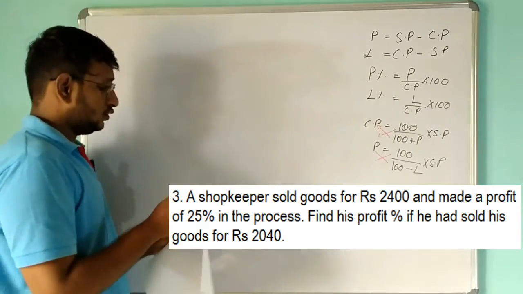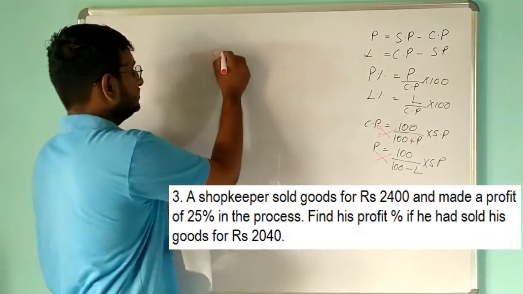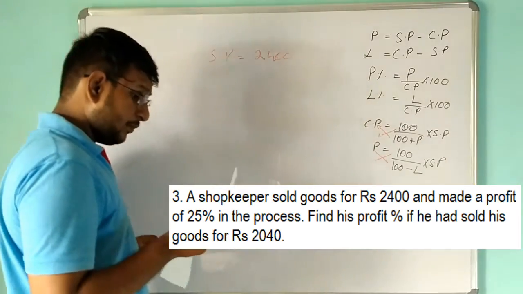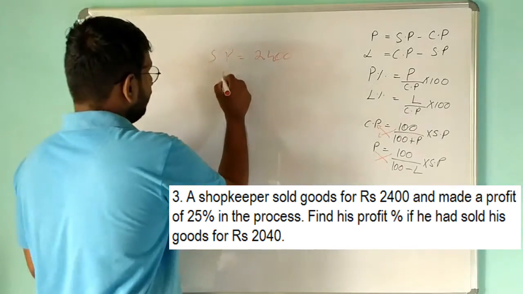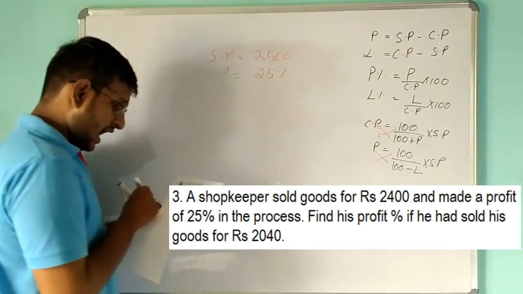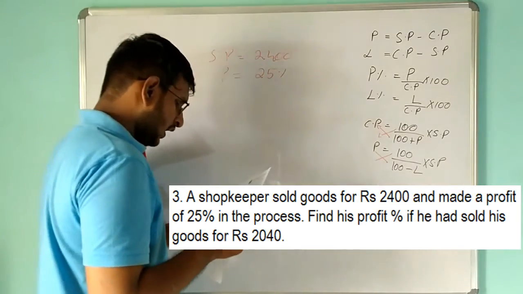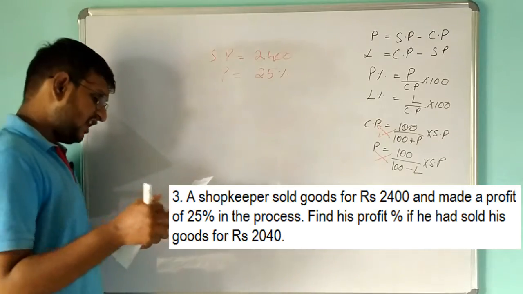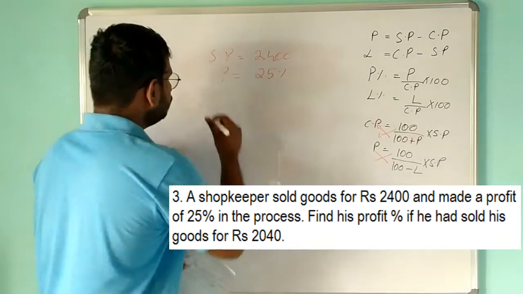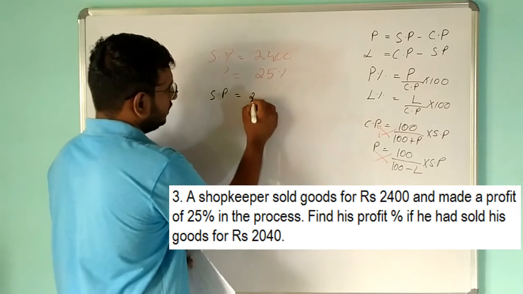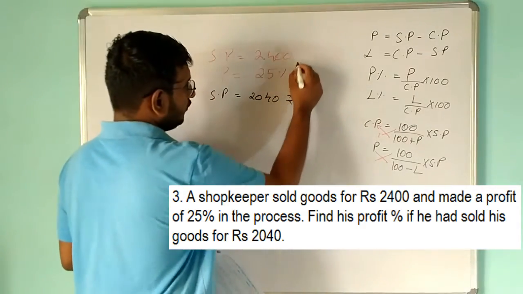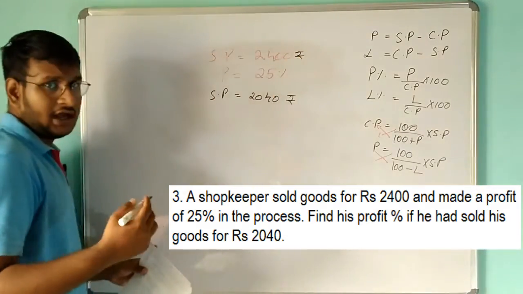Okay, so sold. The selling price is 2,400 rupees and he made a profit of 25%. So profit is equal to 25%. Find his profit percentage if he had sold his goods for 2040. So the new selling price would be 2040 rupees. If he had sold for this, how much profit would he have gained?